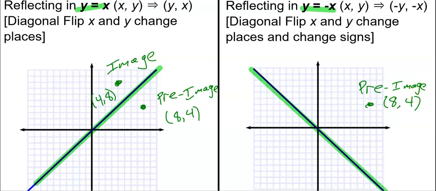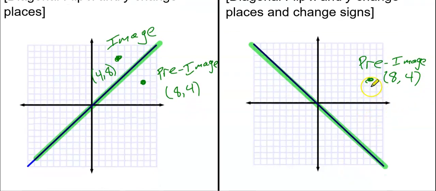These are just some of my generic rules. I'm going to count to the line. See how far it takes me to get to the line. 1, 2, 3, 4, 5, 6, 7, 8, 9, 10, 11, 12. So now I need to go 12 on the other side of the line. 1, 2, 3, 4, 5, 6, 7, 8, 9, 10, 11, 12. And if you look at this point, we went left 4, down 8, and there's my image, just like the rules said it would.